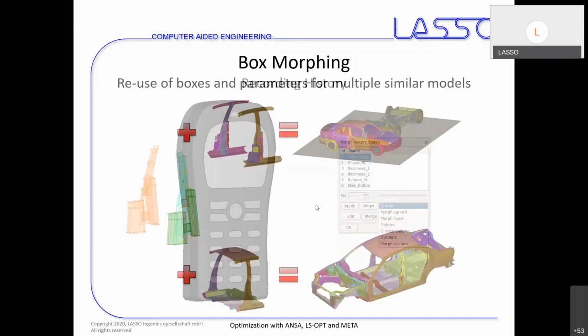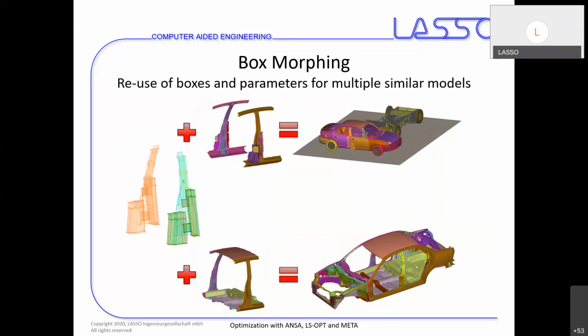So the big advantage of using morphing boxes is that you can reapply them quite easily on multiple and similar models. Just store them with all their parameters in a separate ANSA database and merge them in another model, maybe for another discipline or similar sized model, and reuse them without having to create them from scratch again.